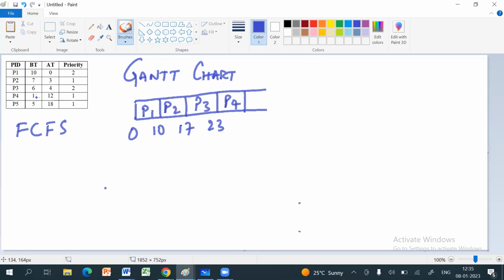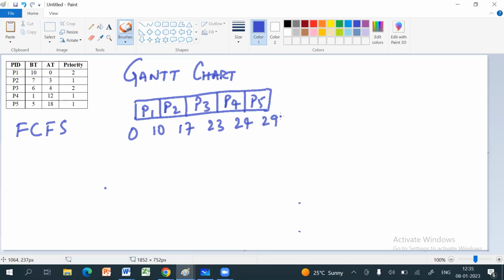And P4 has a burst time of 1. So it will continue till 24. And lastly, followed by the remaining process, P5 has a burst time of 5. So this Gantt chart will stop at 29 here.